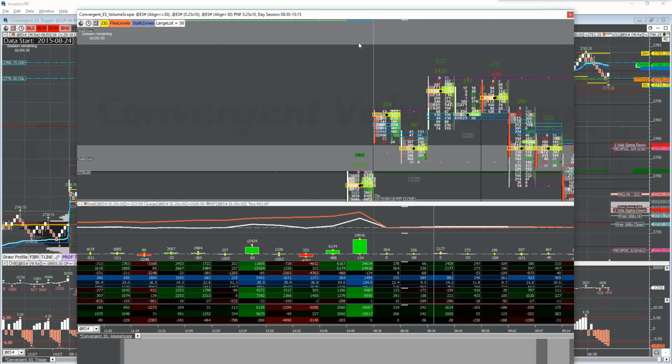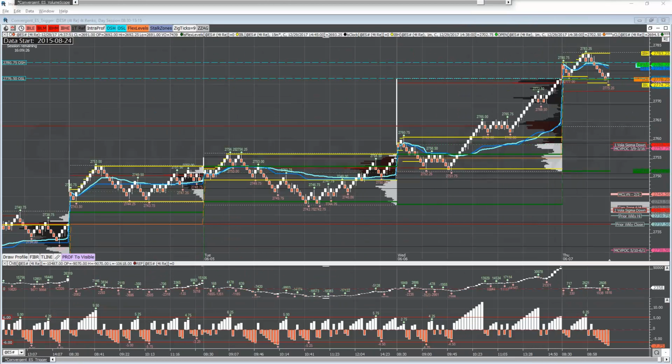Sometimes it can be confusing. You might get a strong negative print at the high, and then it'll just rip right up. You can never tell, but I do use it. I won't say that I'm an expert at it or it's a main tool for me, because it's not. But as part of my continuing education, it's something that I'm looking at, and I do see value in it.